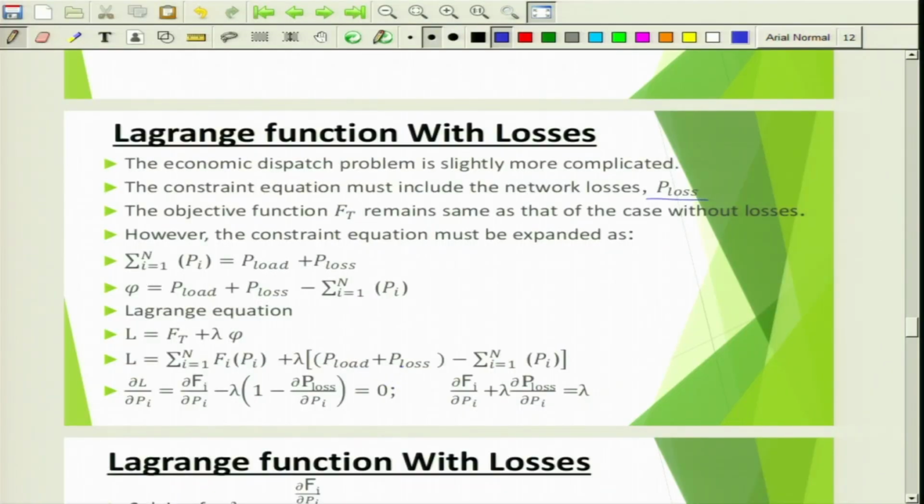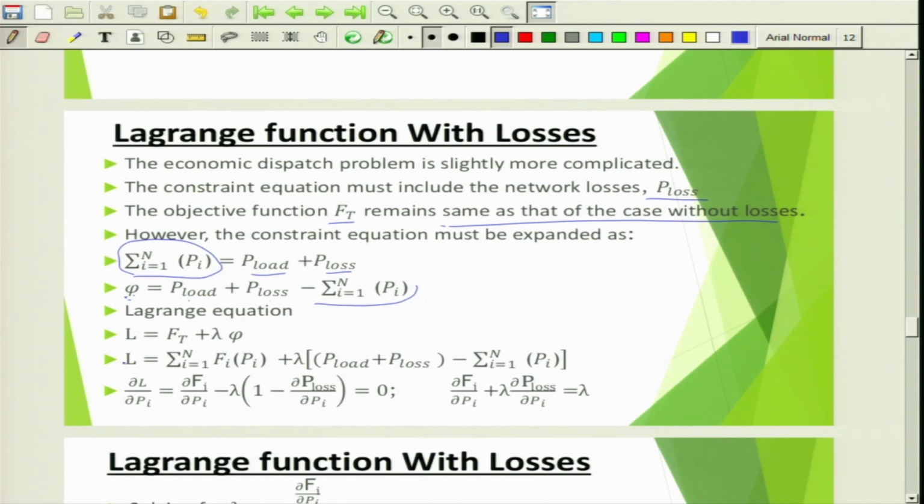Now the objective function Ft remains the same as that of the case without losses. However, the constraint equation must be expanded. Now this is the total generation, and the sum of all generation should be equal to P load plus P loss, right? And what is your objective function? What is your constraint? That is P load plus P loss minus all generation should be equal to 0. So the Lagrangian function L is equal to Ft plus Lagrangian multiplier multiplied by the constraint.